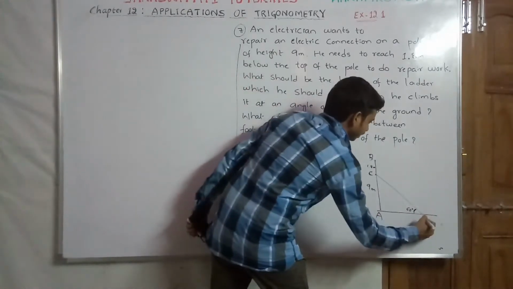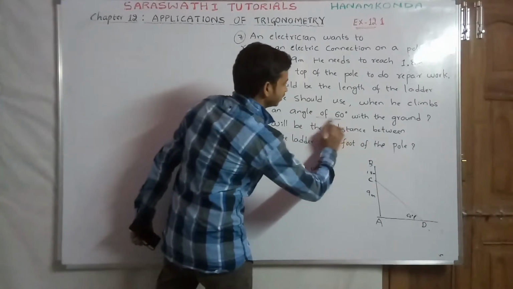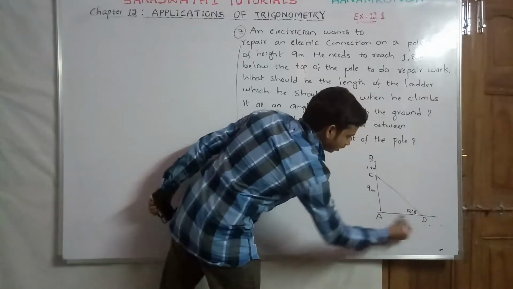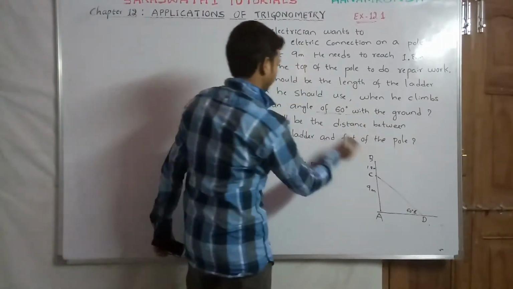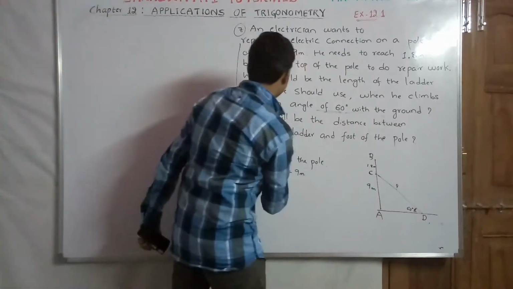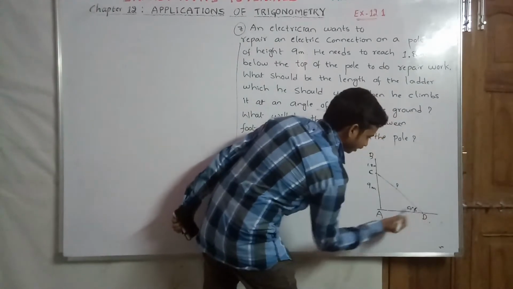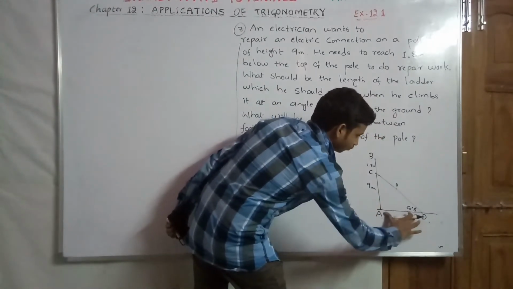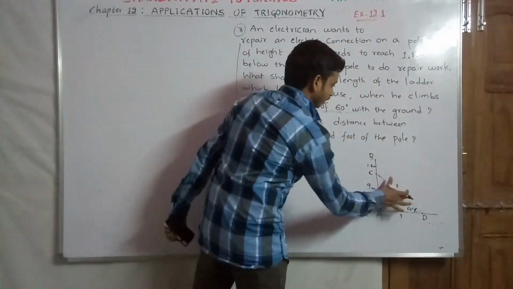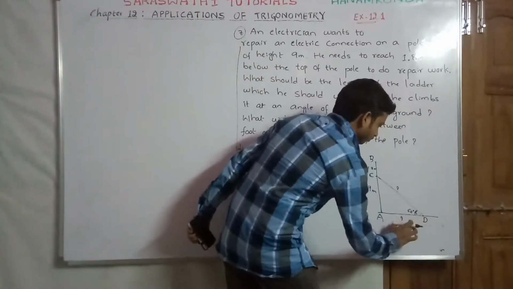So let CD be the length of the ladder. In the question it is mentioned that the ladder makes an angle of 60 degrees with the ground. So we have to find the length of the ladder, that means the value of CD, and the distance between the foot of the ladder and the foot of the pole. The foot of the ladder is D and the foot of the pole is A, so we have to find the distance AD. First we find the length of the ladder CD, and then the distance between the foot of the ladder and the foot of the pole, that is AD.